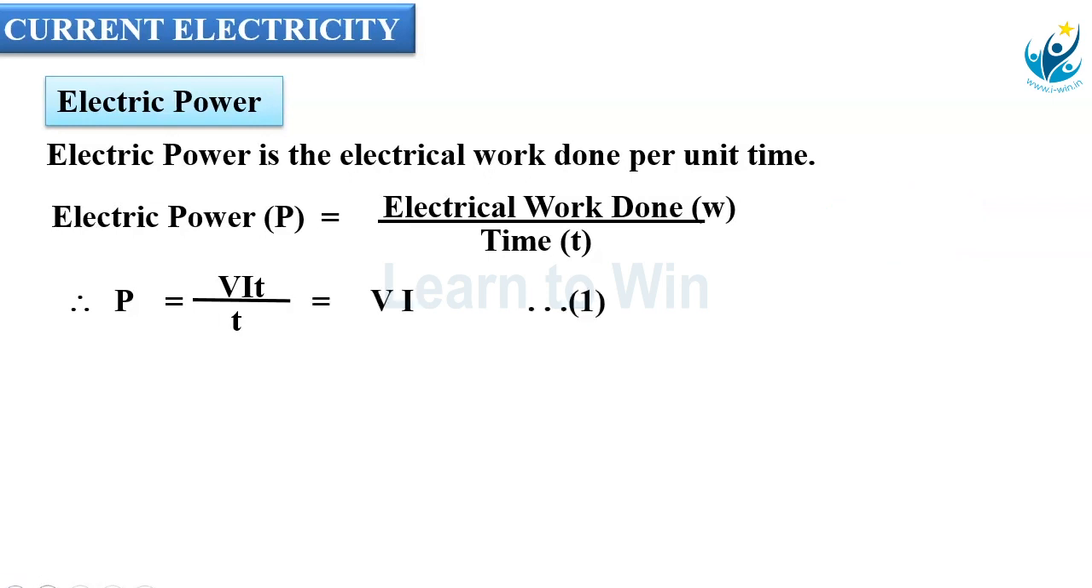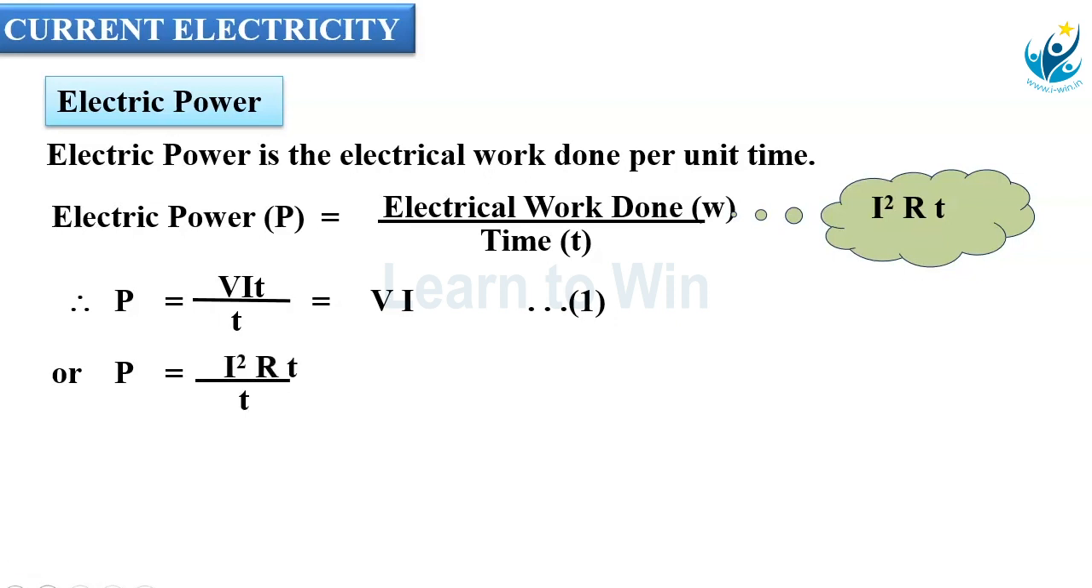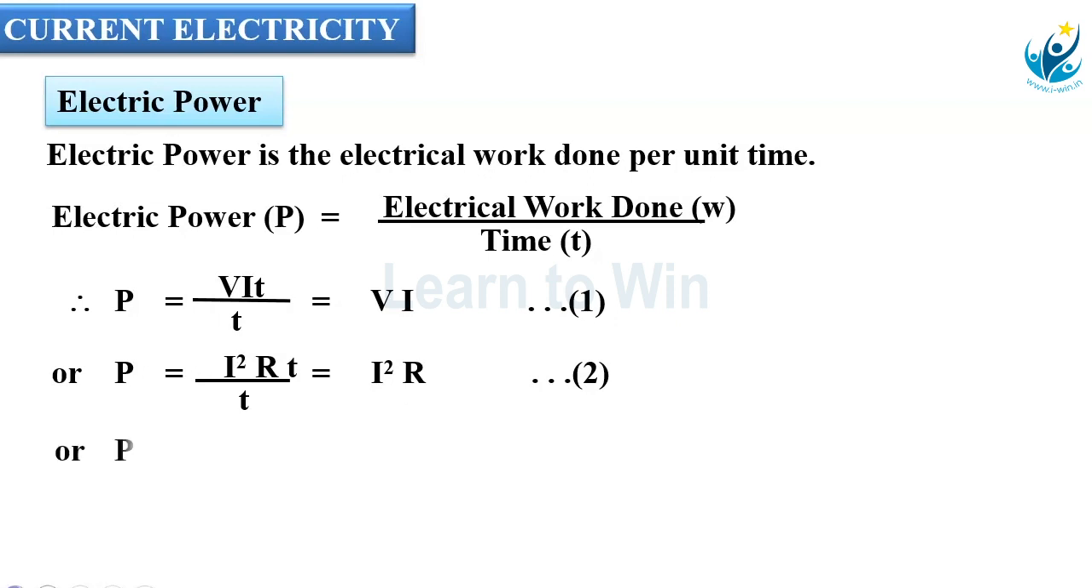VI. But for W, one more formula is also there. What is W? I square RT. Hence, power equal to I square RT by T. Again, T and T cancel, I square R left. Power is equal to I square R. Like that, work done is equal to V square T by R. Then power is equal to V square T by R by T. T and T cancel. V square by R. So, these are the different formulas for power.